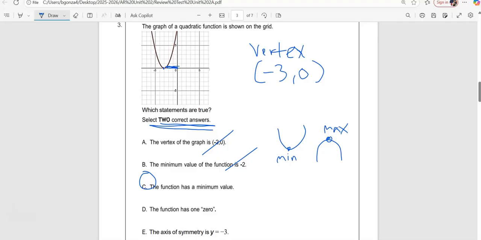And then this is super important. The function has 1, 0. Okay. What is a 0? A 0 is an x-intercept. You gotta know this word. It's from Algebra 1, but I'm telling you again, the x-intercept is called a 0. So how many times does this graph touch the x-axis? Well, it's on that vertex 1 time. 1, 0 is correct.